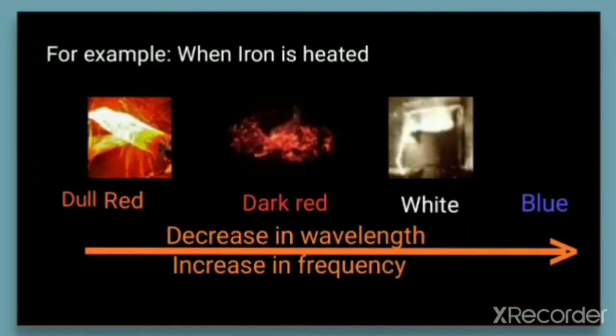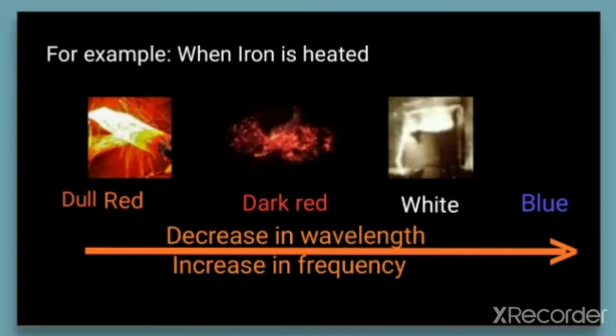For example, when iron is heated, it first changes to dull red color. Then when it is further heated, it turns to dark red. Then it turns to white and then to blue in color. So when iron is heated, its coloration changes, that is, it is emitting radiation of wide range of wavelength.